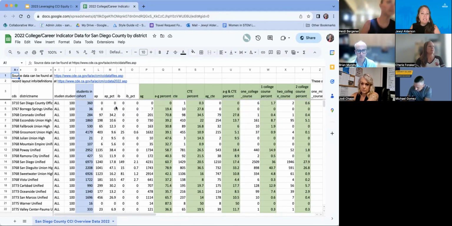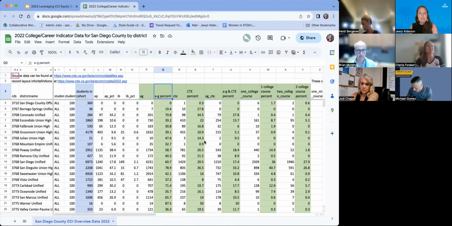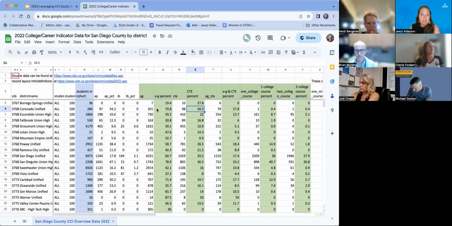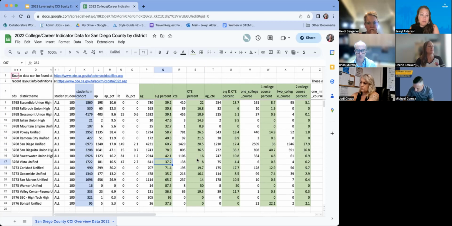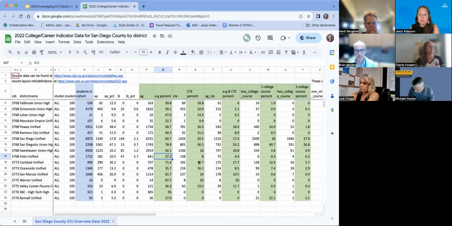But here you can see, I've highlighted the areas that you might find are most interesting in a CTE space, right? So if we look down here, Coronado has a huge percent of their students who are CTE completers. And you can go through and see all of the A through G percent of your graduates. This is the graduating class of 2022. So not your most recent graduates, but the year before, they haven't done anything with this year's data quite yet. We'll see this later.